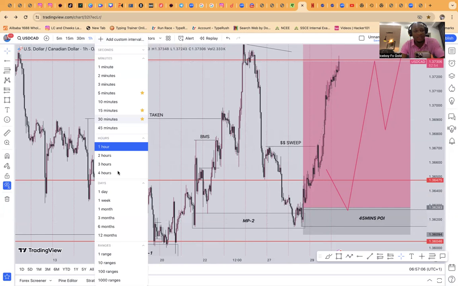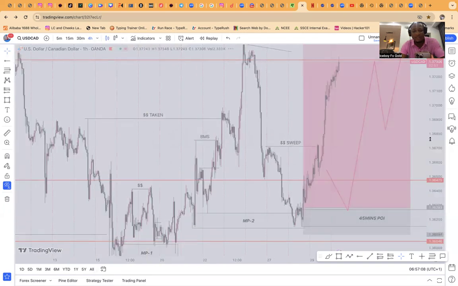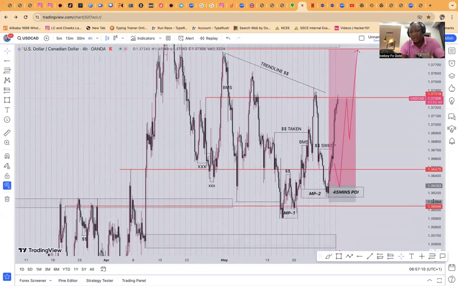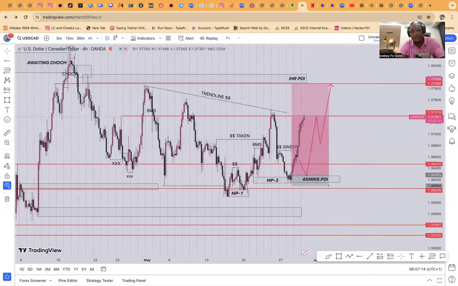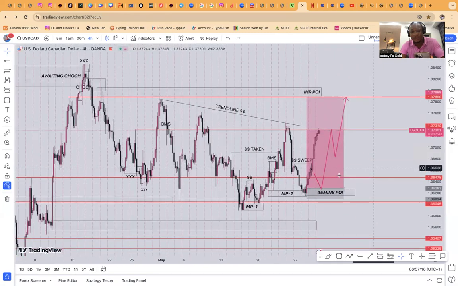This one needs a timing section. I have been trading USD CAD for a very long time. One of my best trades. Look at this area, timing.